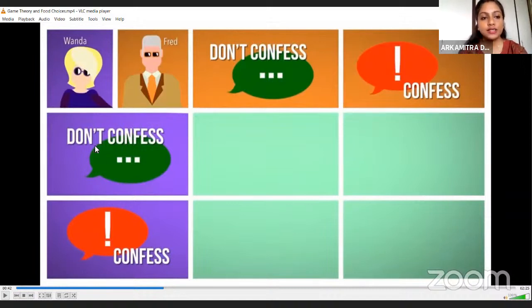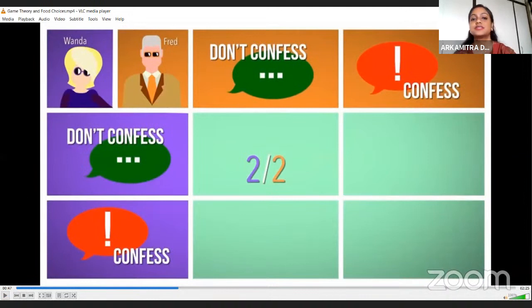Wanda is depicted in purple and Fred is depicted in orange. All right, it's color coded. Each of them has two choices, to either confess or to not confess. Agreed? Now, going by the choices that the police have put before them, if they both choose to not confess, then given the little bit of evidence that the police have against them, they have to serve 2 years in jail. So 2 years prison time, right?